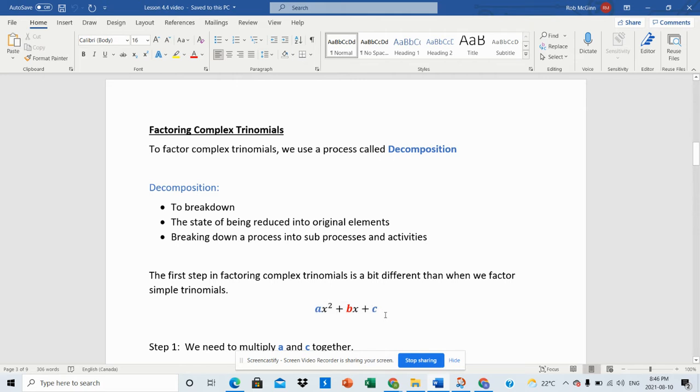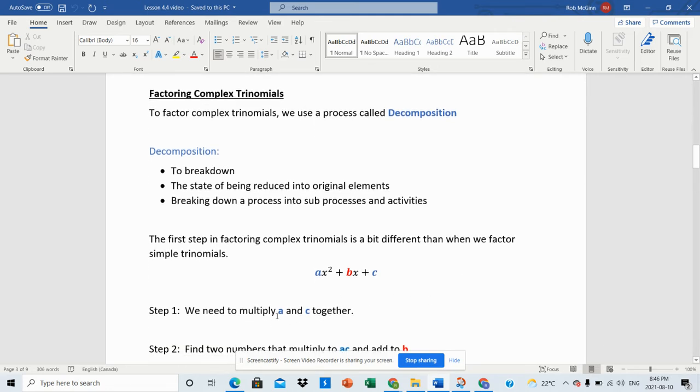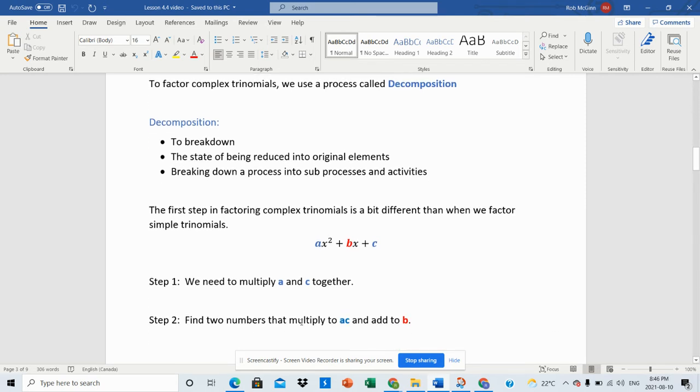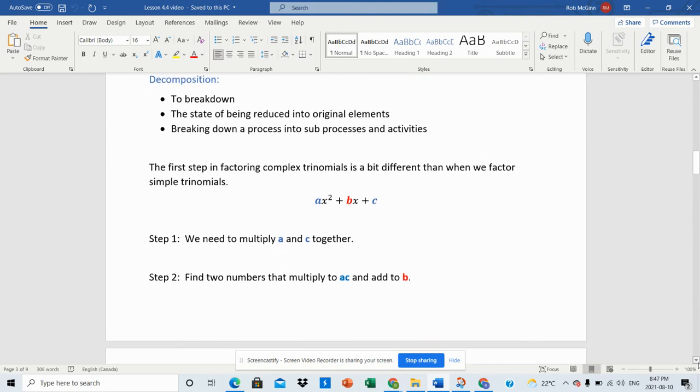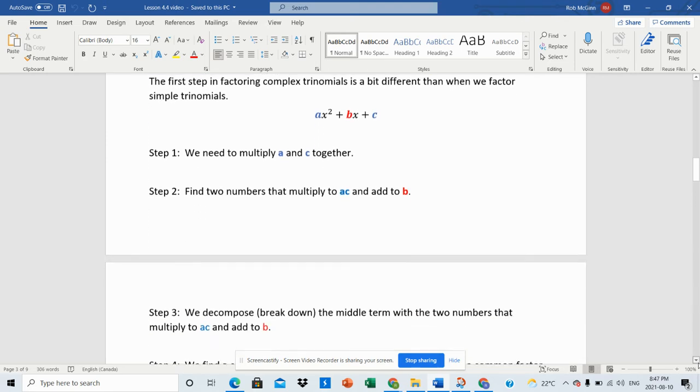Remember, when we have a trinomial, it's always in the form of ax squared plus bx plus c. Step one is we're going to multiply a and c together. So a times c will give us a number. Now we need to find two numbers that multiply to the product of ac and add to b. I'm going to use an example shortly. After this, I just want to show you the steps first.